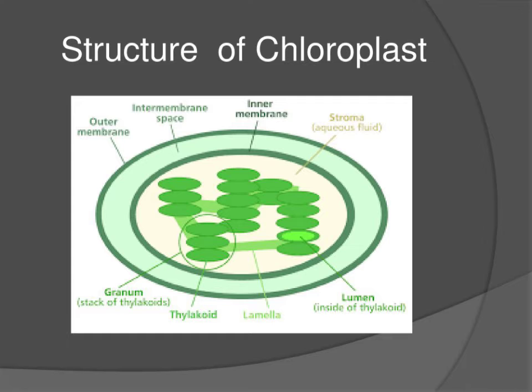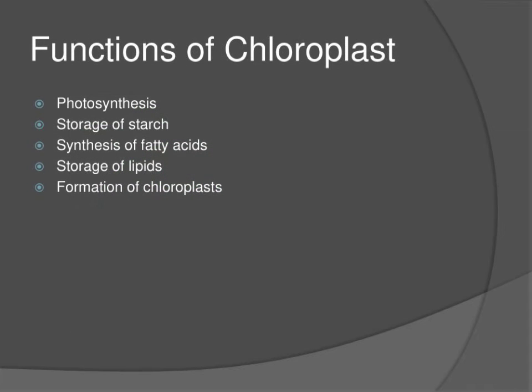Next, functions of chloroplast. The main function of chloroplast is photosynthesis. Second one is storage of starch. Third one is synthesis of fatty acids or fats. Fourth one, storage of fats or lipids. Fifth one is formation of other chloroplasts. So these are the functions of chloroplast.